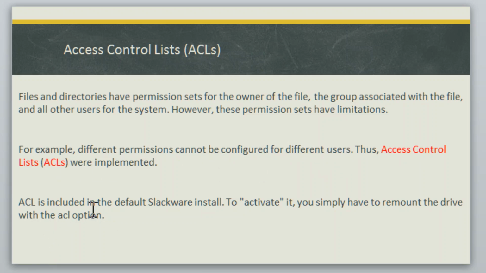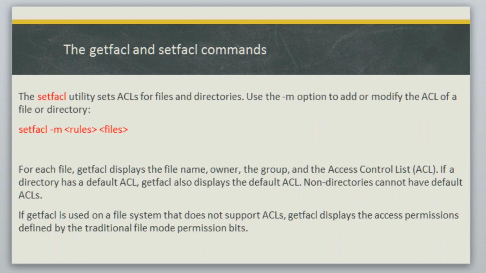ACL is included in the default Slackware installed. To activate it, you simply have to remount the drive with the ACL option. The getfacl and setfacl commands are how we alter the access control list.